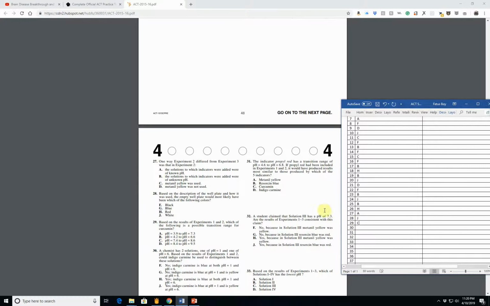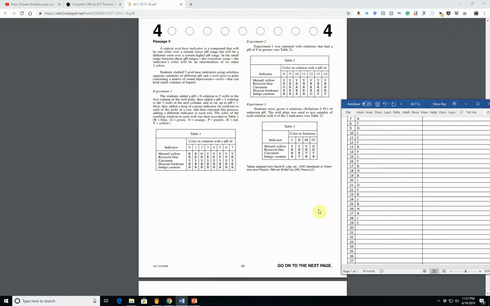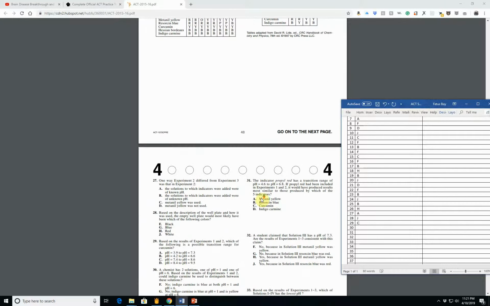The transition range is going to be where it changes colors. Okay, an intermediate of its other colors. So yeah, red and yellow, orange. Okay, got it. Nailed it.